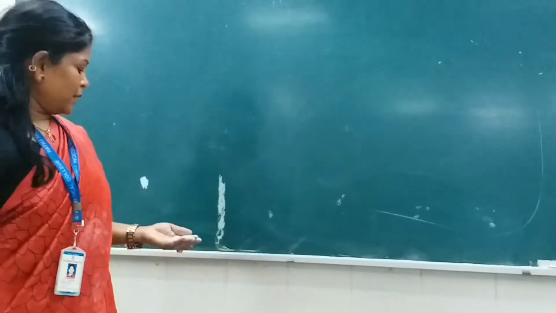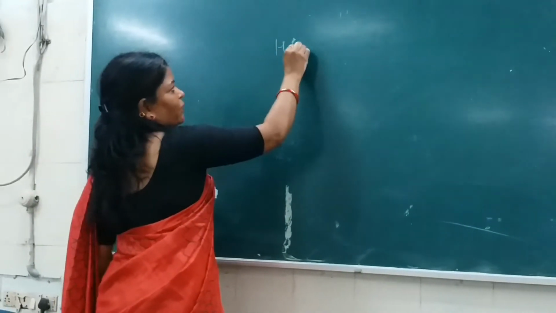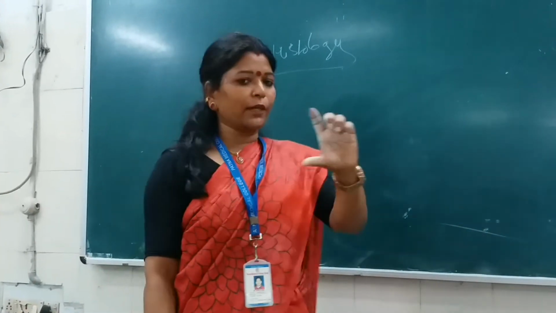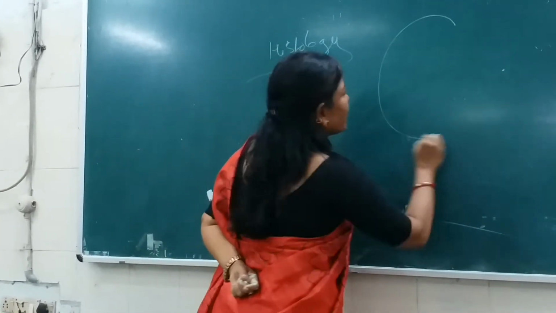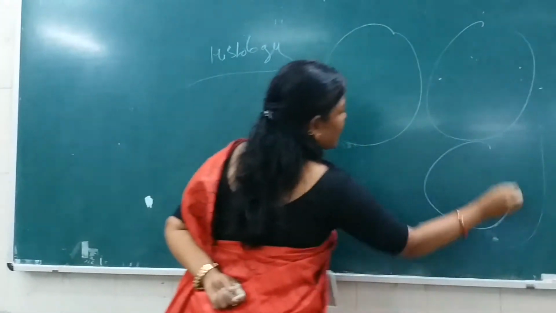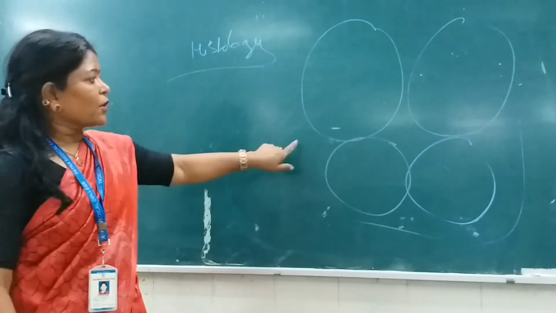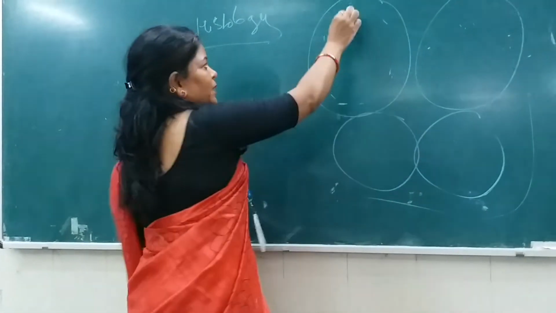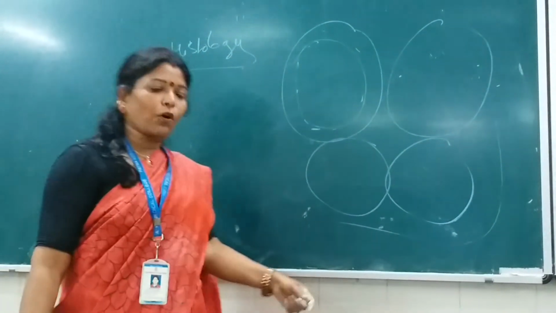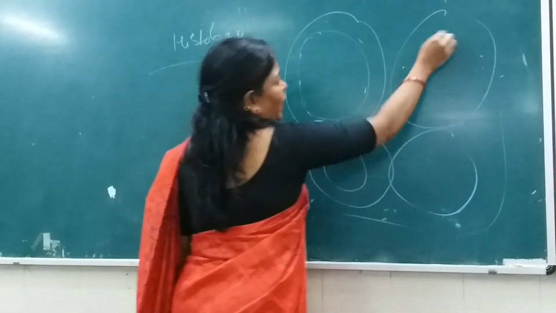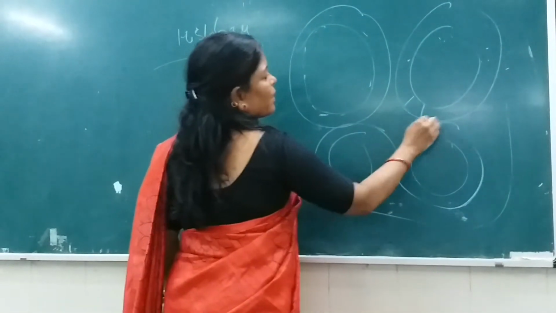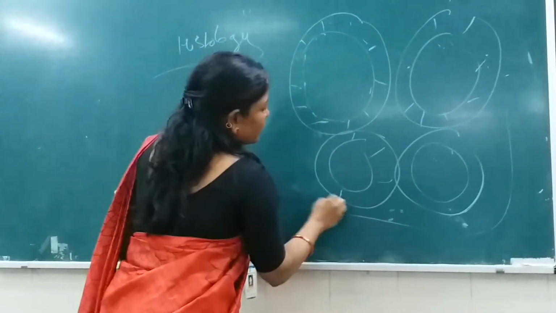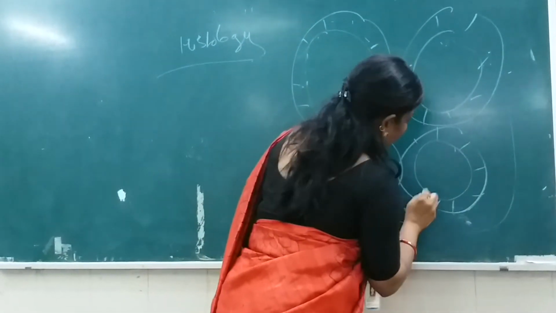Now, if you see the histology of the thyroid gland, it is also very important, a little bit. Thyroid follicles are present. So many thyroid follicles are there, isn't it? The lining epithelium of the thyroid follicles is cuboidal to columnar, okay?